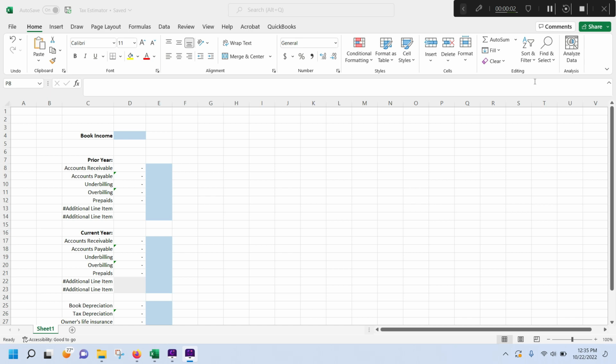Figured we could use some light music considering today's topic, which is estimating your taxable income when converting from GAAP basis to cash basis for your tax return. So, this template is meant to help you understand that process.